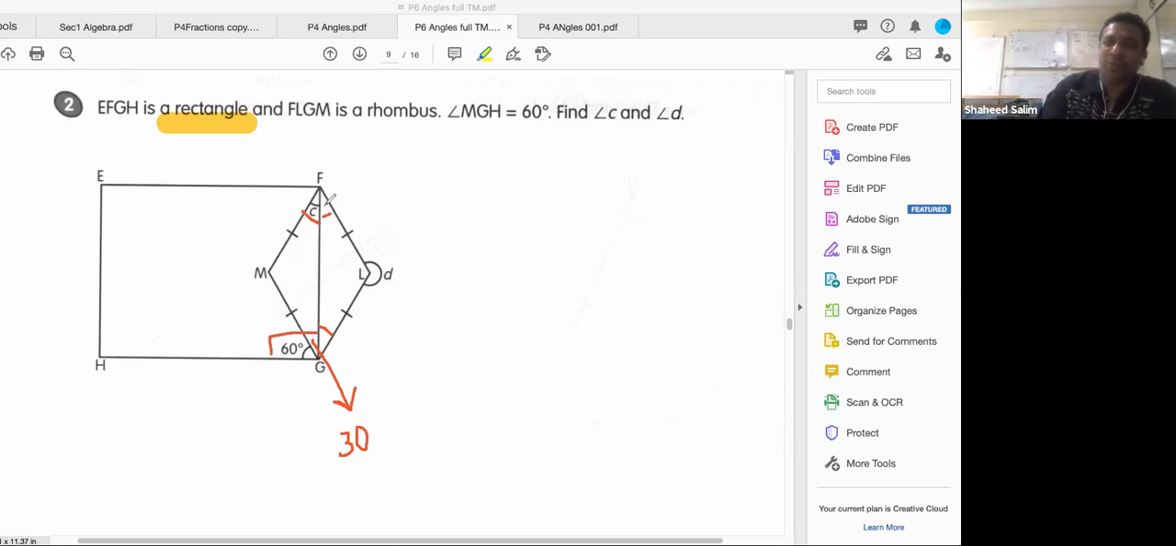Now, do you agree this is 30? Agree, yeah? Do you therefore agree this is 30? So what is this? Come on. 180 minus 30 gives you 120. You need to make 360 minus 120. Let us see who got it correct.